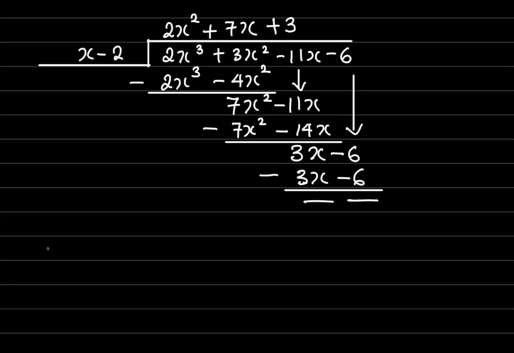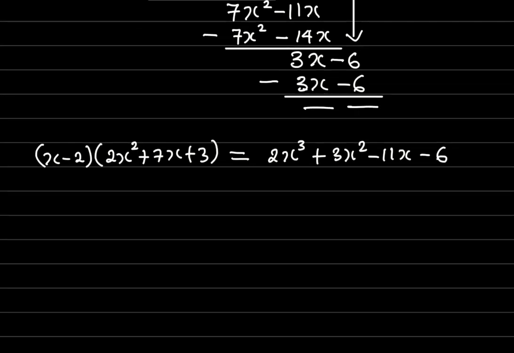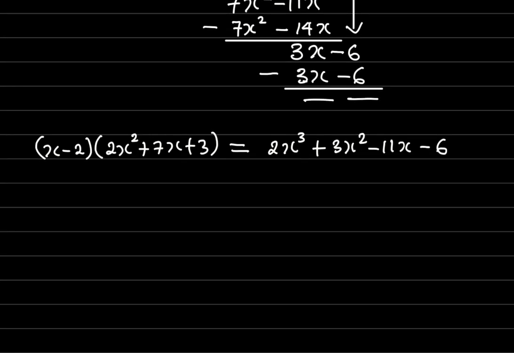So therefore I'll rewrite it as x minus 2 into 2x squared plus 7x plus 3. Of course, if you multiply these two factors, it must give you the polynomial 2x cubed plus 3x squared minus 11x minus 6. Remember, we are factorizing. So we've done a good job up till now. Then you see, this is actually a quadratic. So I will factorize it. All right.